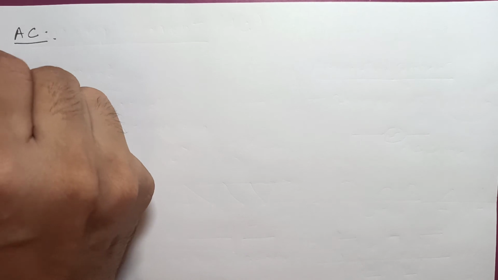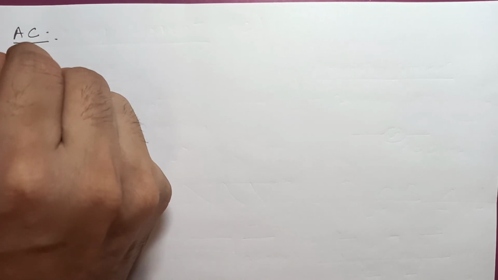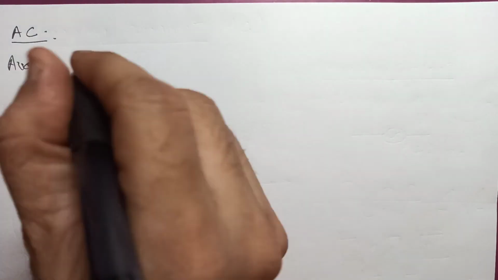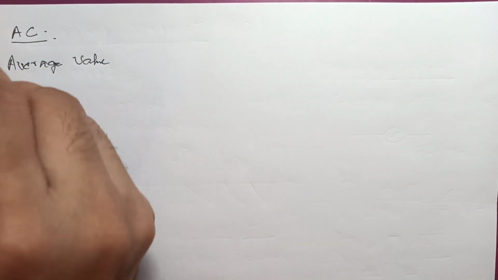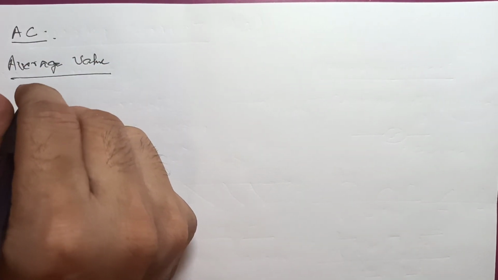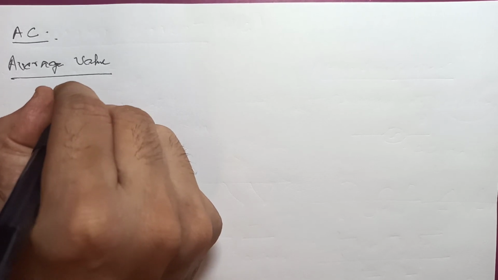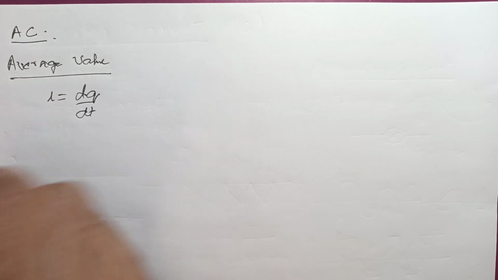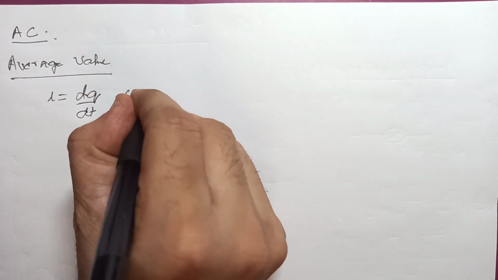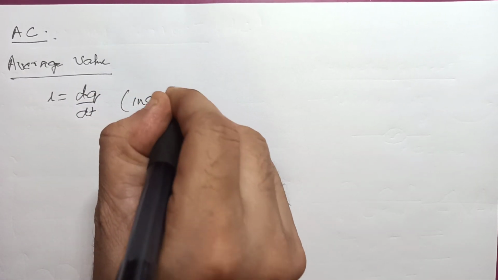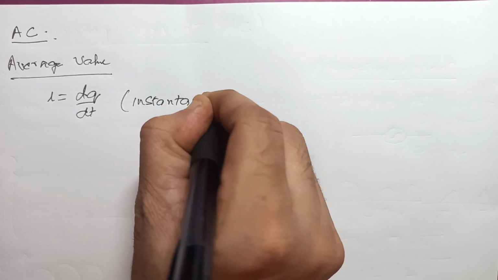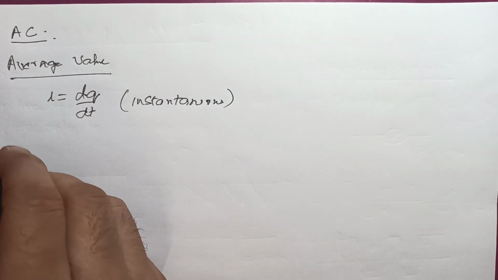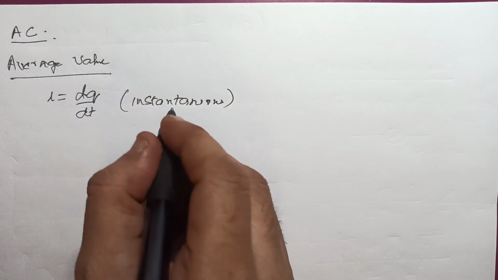Now we know the average value is equal to what? What is average value? Average value is nothing but I is equal to dq by dt. Okay, now what is this? This is, as I always told you, this is instantaneous.